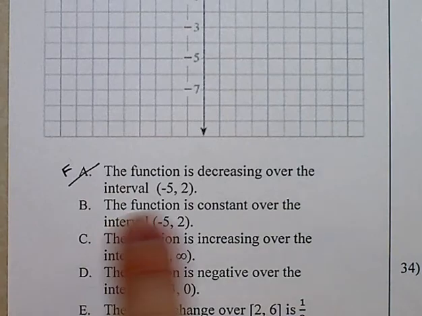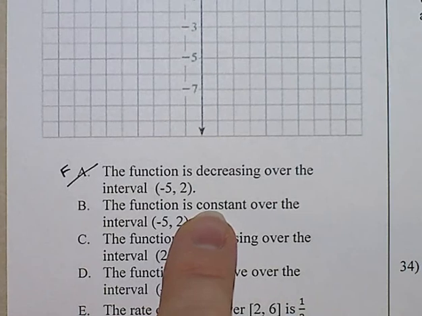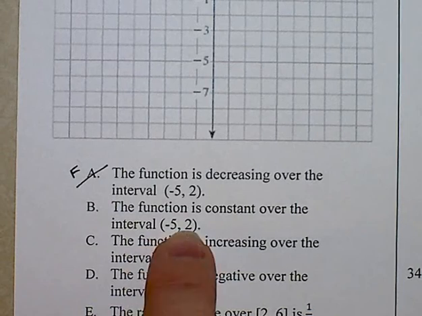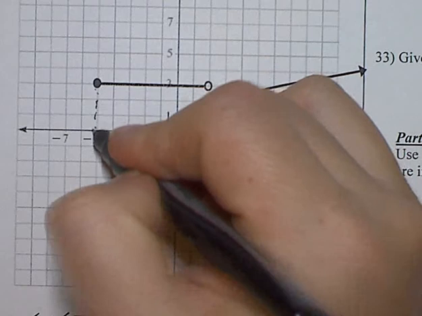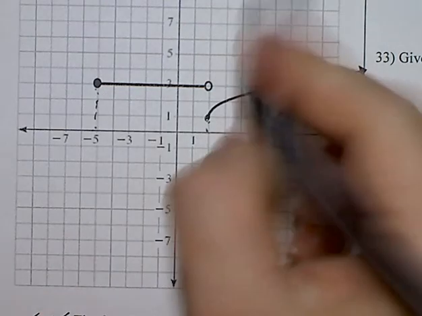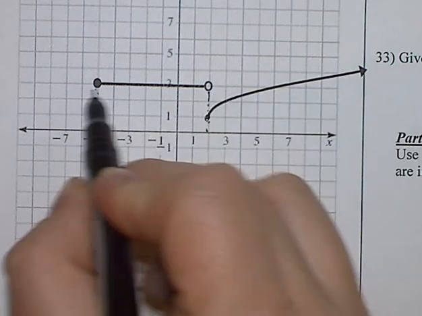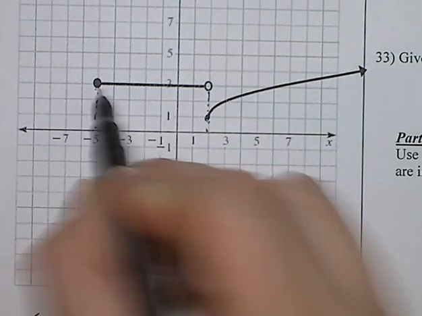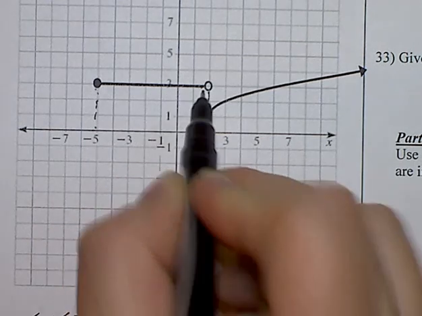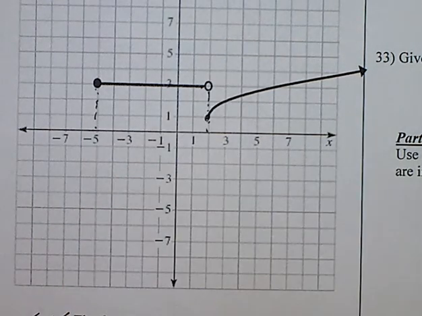The function is constant. That means it is level or is horizontal over the interval -5 to 2. Again, these are representing x values for an interval. So here's -5, here's +2. And there is a, oh, yes it does. Here we go. From -5 to 2, it is constant in between there. So it is just a flat line in between. So option B is true.